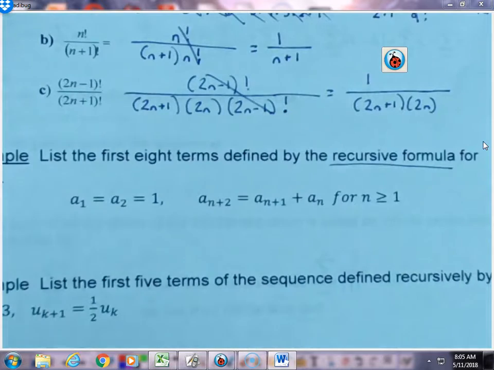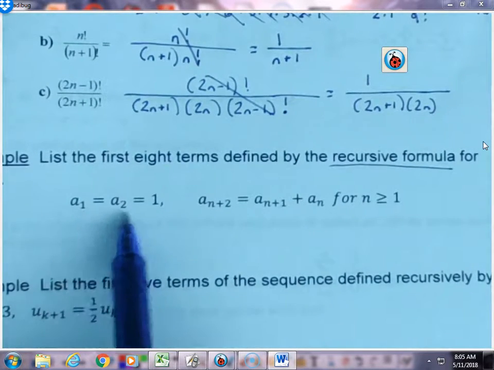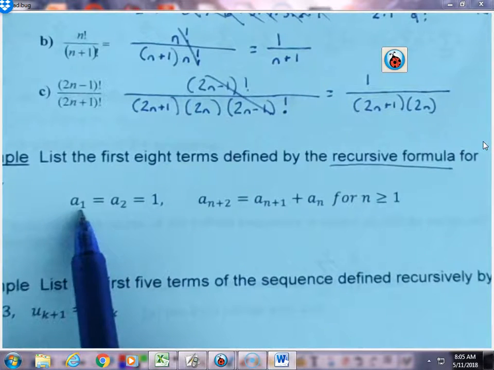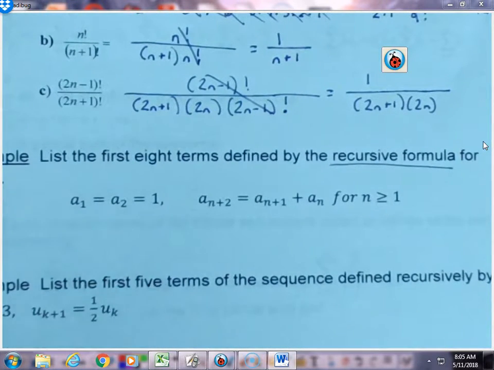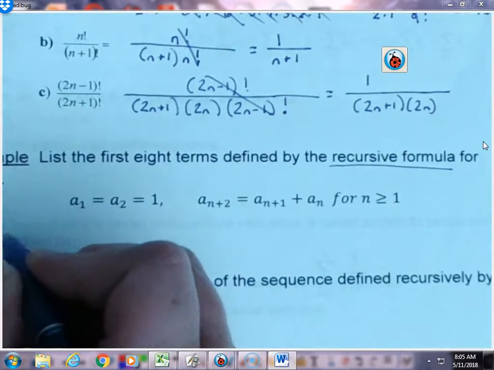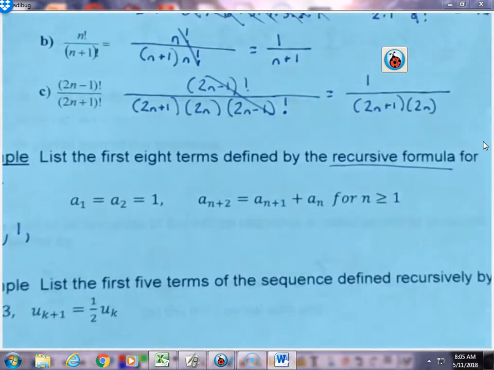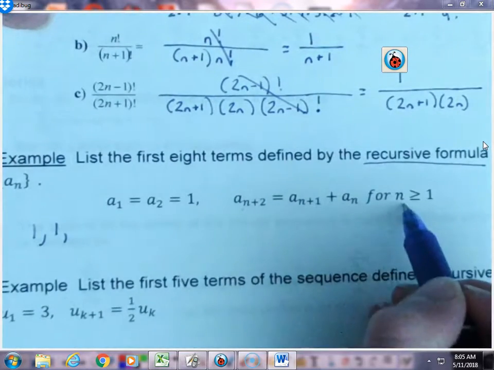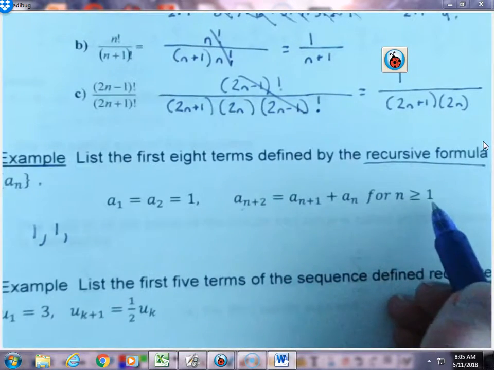Okay? And what they're telling me here is that the first two are both going to be 1. So I kind of changed notation. This is a sub 1 and a sub 2. It's also the same as if you did u sub 1 and u sub 2. Any variable can really be used for that, but they're telling you the first two terms in the sequence. So if I was listing them out, it would be 1 and then 1.